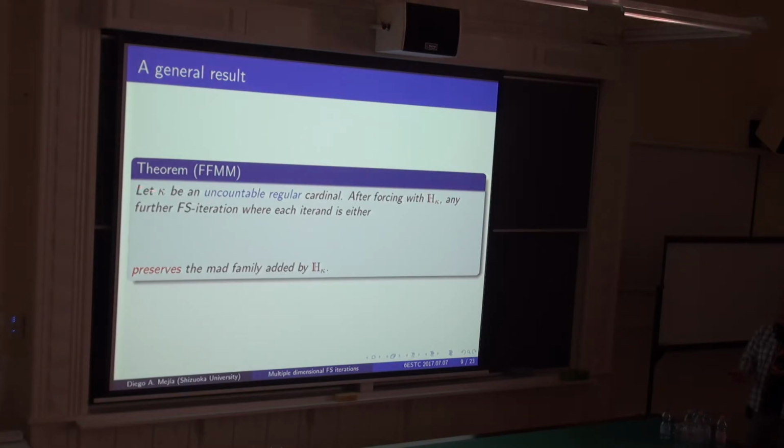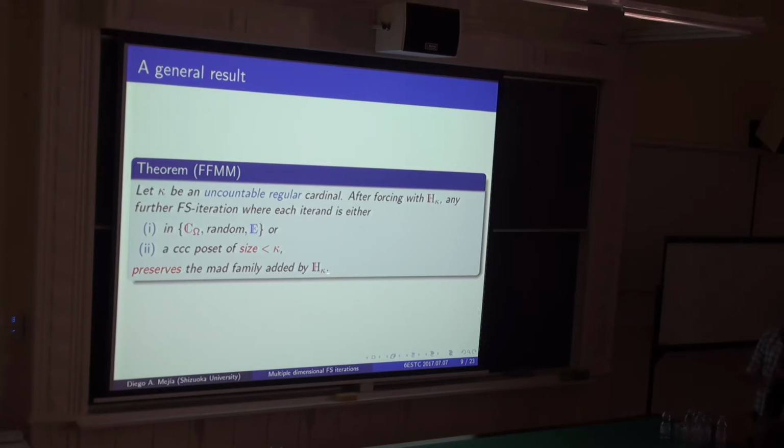For a regular kappa, we first add a MAD family of size kappa using this forcing, and then if we further extend with a finite support iteration, we can preserve this MAD family. The general proof is as before, but then you could iterate using these types of posets: adding coherent reals, adding full random reals, adding full eventually different reals, or just having small ccc posets. If you iterate like this, you can always preserve your MAD family.